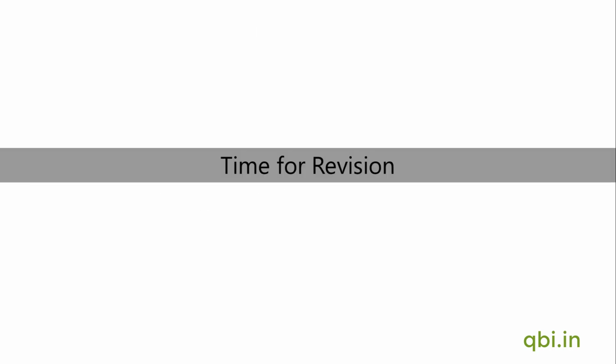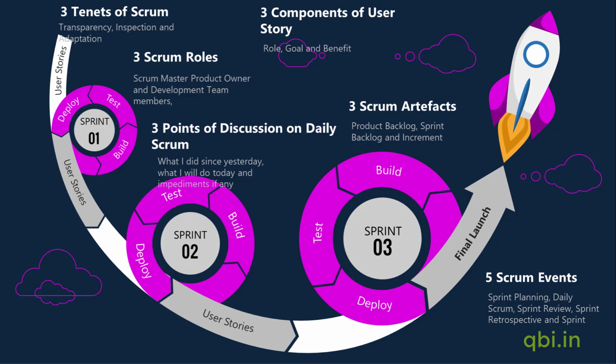Time for revision. Let us now summarize and revise whatever we have learned so far. Let us do a quick revision now. Agile, Scrum software development is iterative, adaptive and incremental. It promises early return on investment. The 3 tenets of Scrum are transparency, inspection, and adaptation.